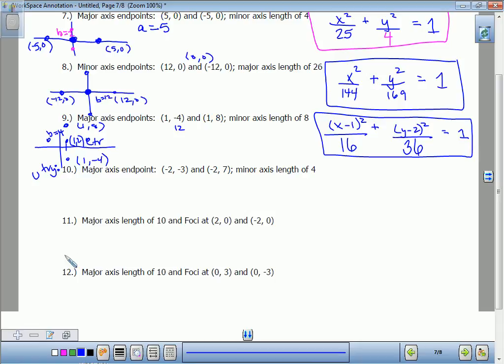Okay, so that's the endpoints of the major axis. So we're halfway in between negative 3 and 7. That's 7 units, and 3 more units is how many? 10. So halfway is 5. So we came down 5 from 7.